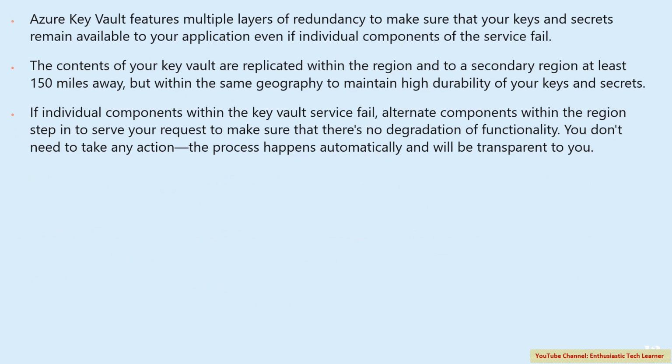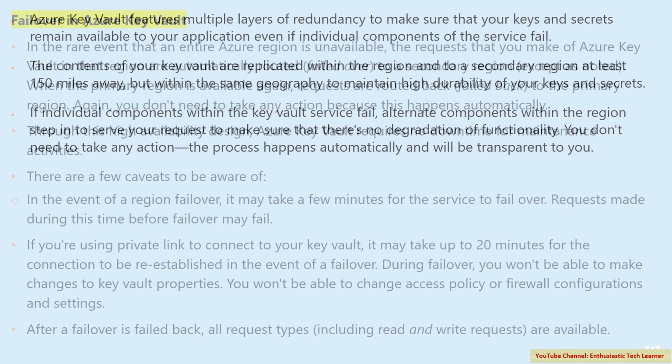Azure Key Vault features multiple layers of redundancy to make sure that your keys and secrets remain available to your application even if individual components of the service fail. The contents of your Key Vault are replicated within the region into a secondary region at least 150 miles away, but within the same geography to maintain high durability of your keys and secrets. If individual components within the Key Vault service fail, alternate components within the region step in to serve your request to make sure that there's no degradation of functionality. You don't need to take any action. The process happens automatically and will be transparent to you.